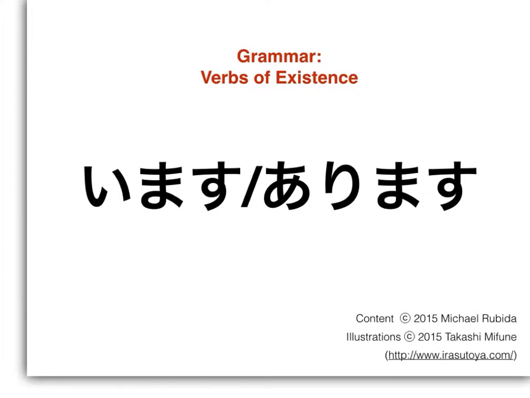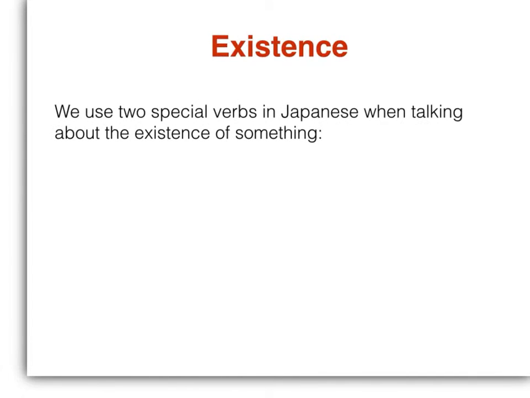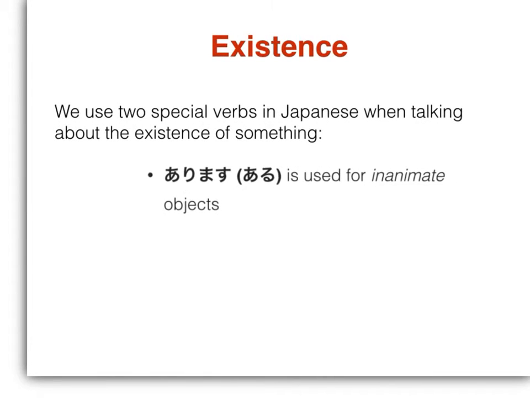Hello and welcome. Today we're going to take a look at verbs of existence in Japanese, how and when to use them. The Japanese language takes a different approach from English in that there are two verbs that are commonly used for talking about the existence of things. Two special verbs can be used when talking about the existence of something.